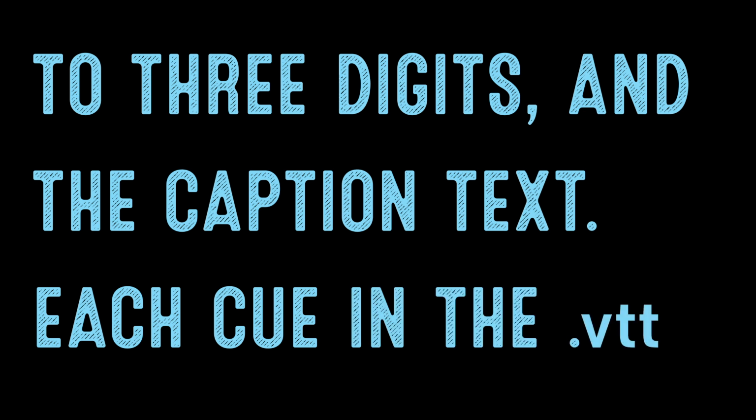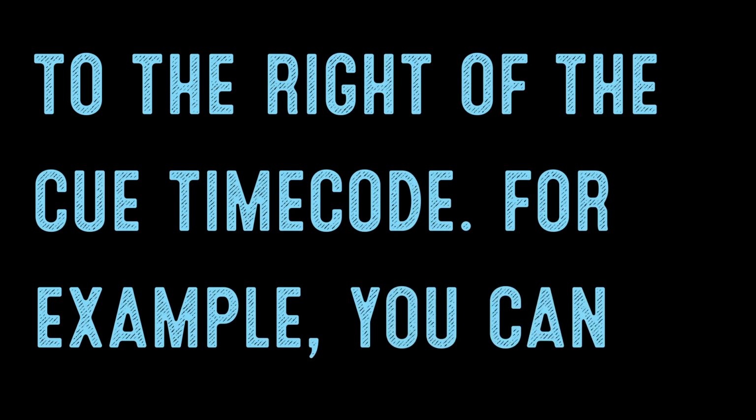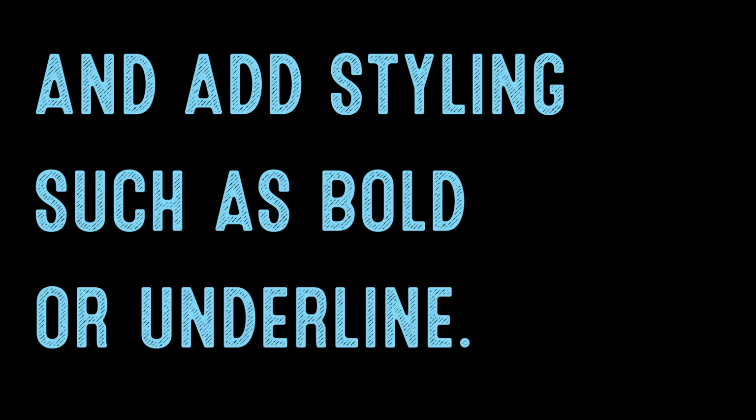Each cue in the VTT file can also include optional settings such as direction to change the styling or placement. These are added to the right of the cue timecode. For example, you can specify alignment of the text, the width of the text area, and add styling such as bold or underline.